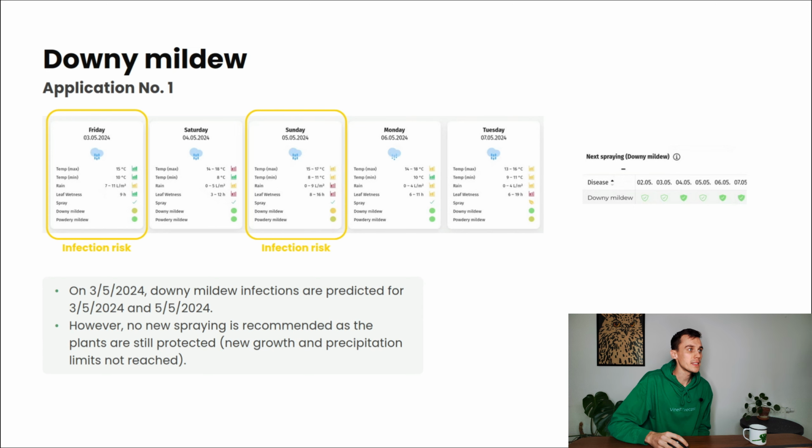Now you can again see that for the 3rd of May there's still a predicted risk for downy mildew, as well as for the 5th of May. Now it's in English. We have infection risk for downy mildew. However, no new spraying is recommended as the plants are still protected. The new growth and precipitation limits are not reached, and therefore the algorithm does not recommend a new spraying date yet.